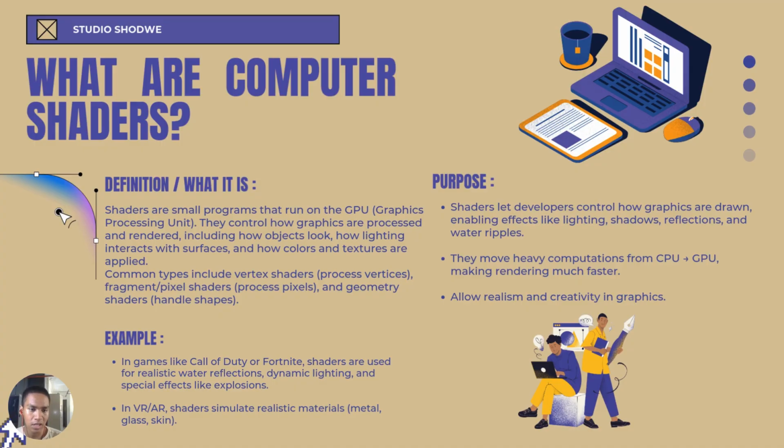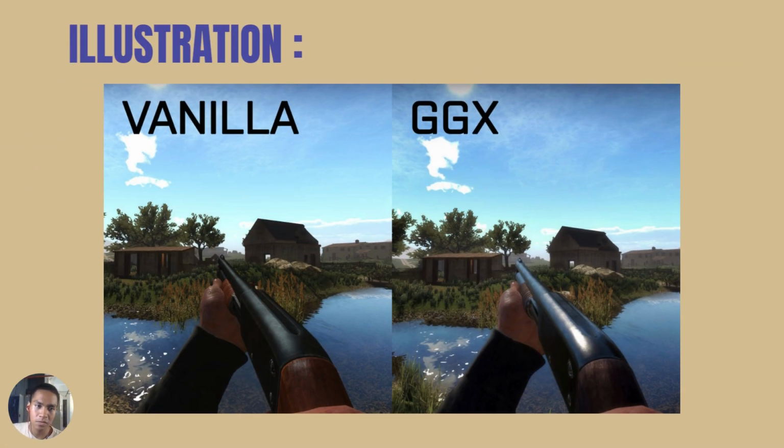So, for example, in games like Call of Duty or Fortnite, shaders are used for realistic water reflections, dynamic lighting, and special effects like explosions. And in VR and AR, shaders simulate realistic materials like metal, glass, and skin. So, this is the illustration for shaders. On the left, we have the vanilla, meaning the original one without shaders, and on the right, the shaders are applied on the gun. You can see the reflection and the water reflection.